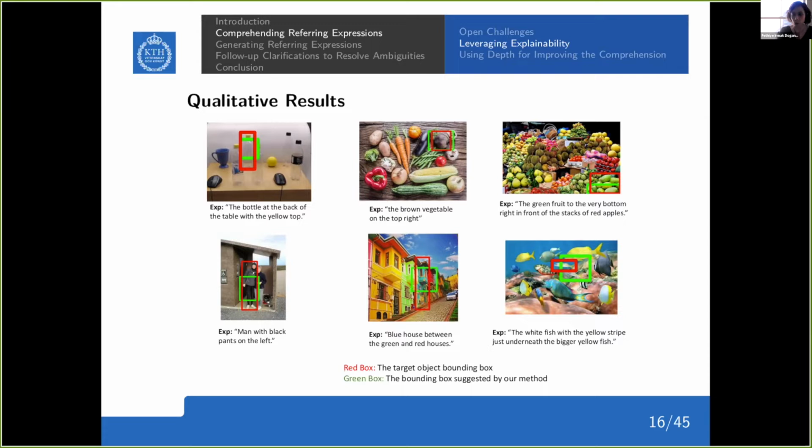Now, the robot can only focus on this green region instead of the whole scene and ask the user for clarification. Which one do you mean? This one or that one? So the regions suggested by our method could be used for asking clarifications.